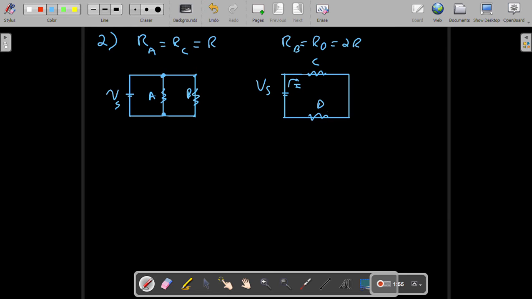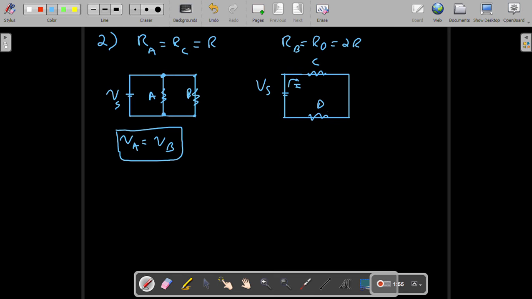Alright, so for A and B, we see that they're in parallel, and you know that for resistors in parallel, attached to the same voltage supply like this, they share the same voltage drop across them. So that means VA is equal to VB. It does not matter that they have different resistances. The circuit topology shows that this node and this node, by KVL, have to have the same VA and VB.